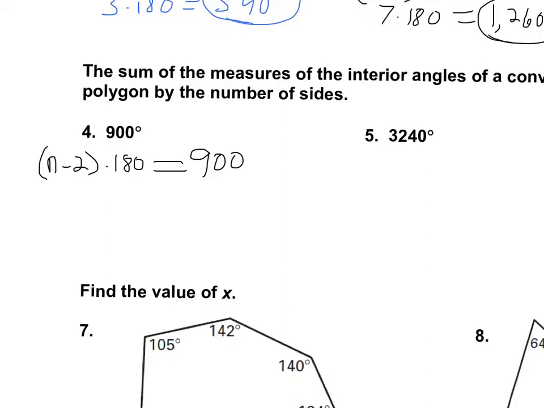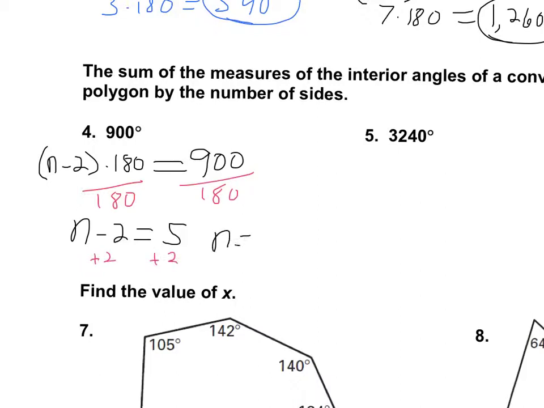Although you could, if you wanted, you could distribute the 180. It's a lot easier to just divide the 180 right away. So I always just divide by 180 right away with these problems. So we'll do 900 divided by 180, and you get 5. So n minus 2 equals 5. And then you'd have to add 2 to both sides. So n equals 7. So there are 7 sides, and that makes it a heptagon.